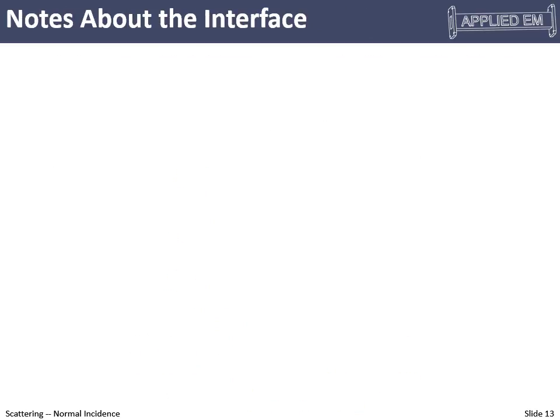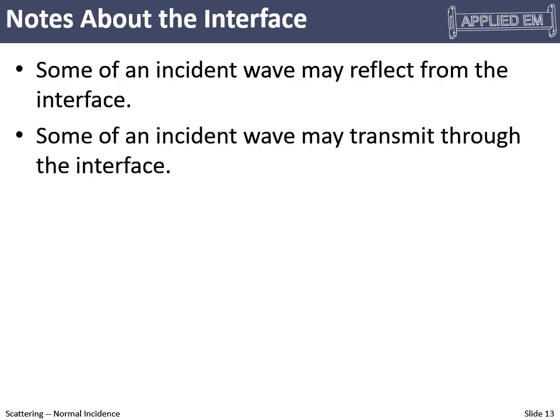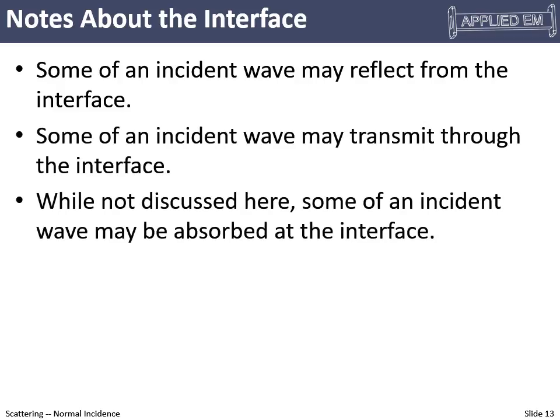So let's finish with some notes about what happens at an interface. We know that when a wave hits an interface, some could reflect, some could transmit. There's also a third thing that we didn't talk about much. It's a little bit beyond the scope of this class, but if there's loss in either of the materials, we can also have some absorption at the interface.